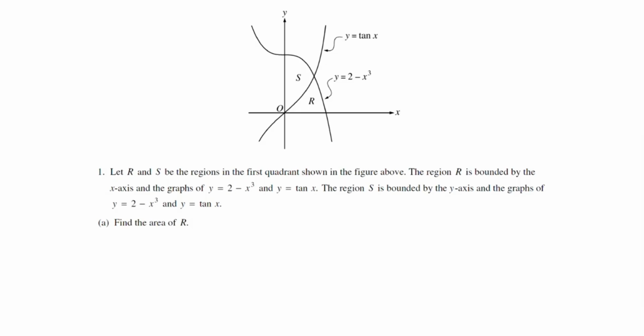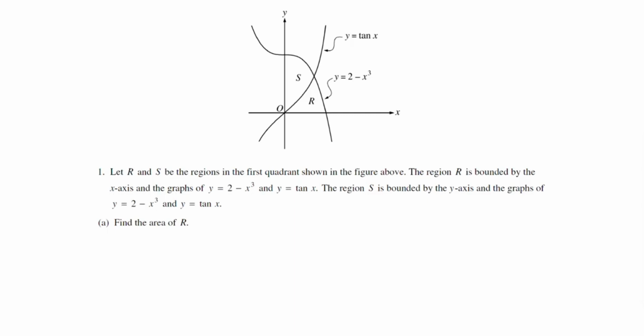All right, this is question number 1 from the 2001 AP Calculus AB exam. It's an area and volume FRQ. And we're given 2 regions, R and S. In the first quadrant, R is bounded by the x-axis and 2 minus x cubed and tangent x. And S is bounded by the y-axis and the same 2 functions. And so first we want to find the area of R.